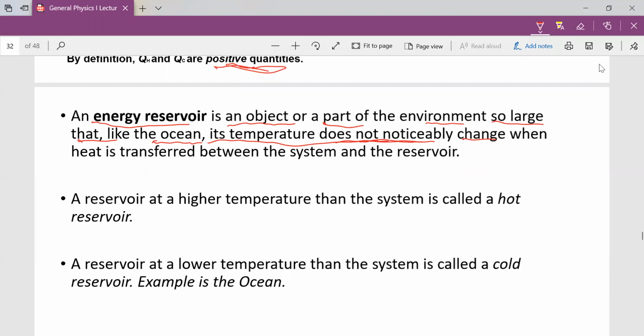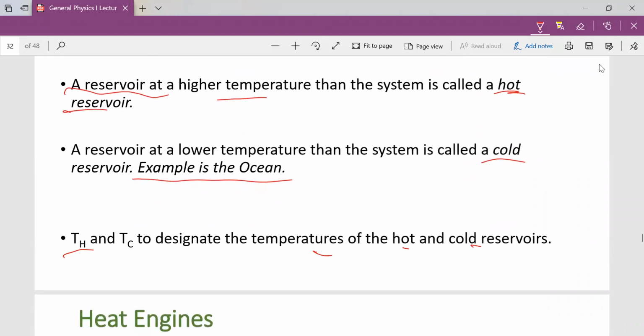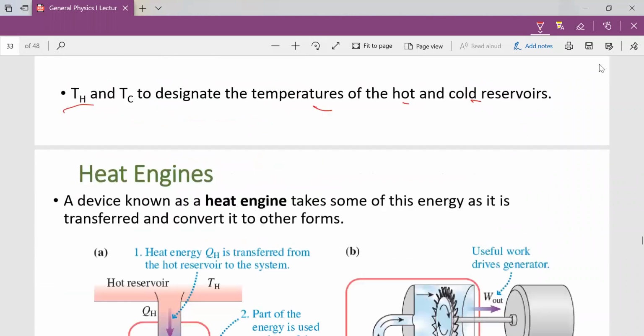It's storing up. You can take from it, you can put into it. So a reservoir at a higher temperature than a system is the one we call the hot reservoir. And the reverse is the cold reservoir. We have an example of the cold reservoir like that of the ocean. Now we use the temperatures TH and TC, which we have seen before, to designate the temperature of the hot and the cold reservoir. And we use QH and QC for hot and cold.